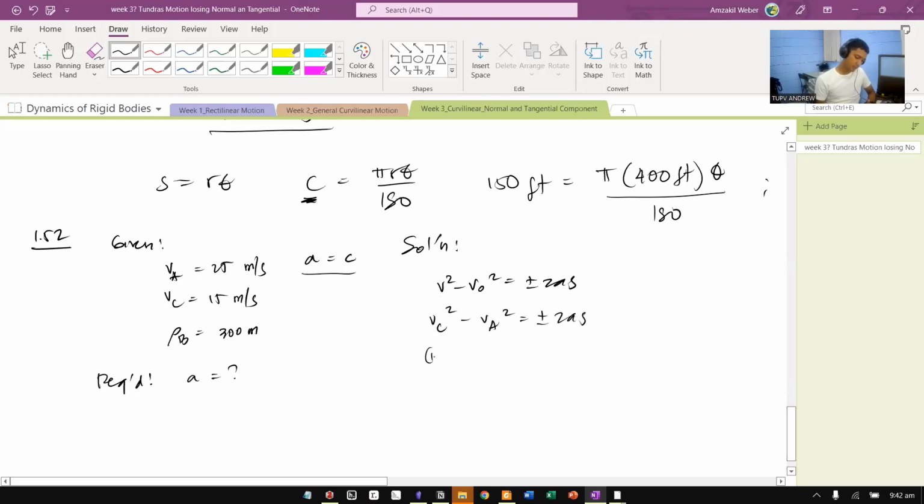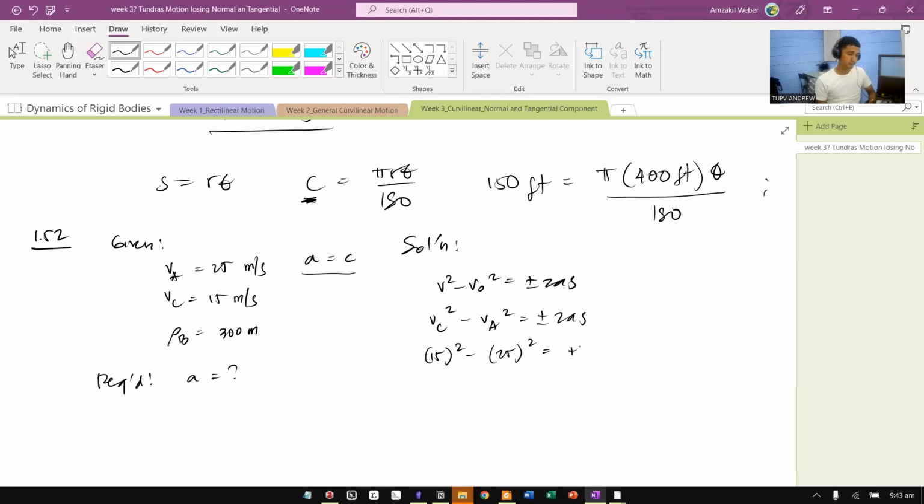So, at C, we have 15. At A, we have 25. So, plus minus, ano ba ito? Plus lang. Assume natin positive. Kung positive din, then correct. Kung negative, then negative. Pero kung negative, good luck mag-interpret.